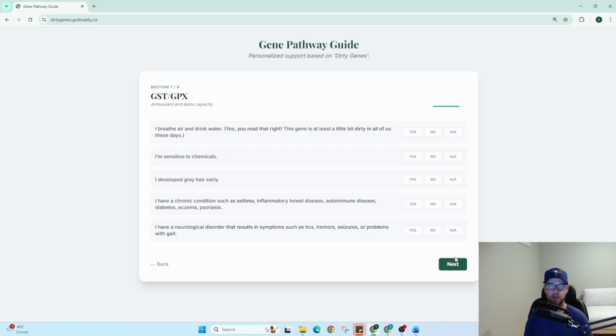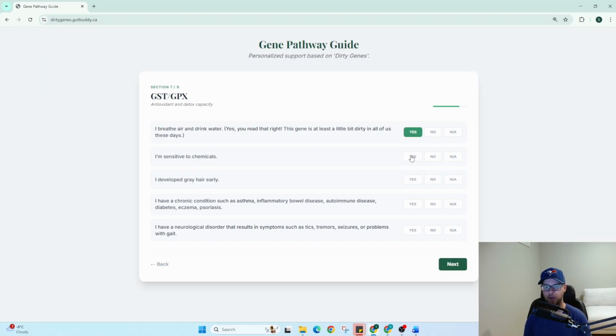So the next set are related to GST, GPX, which is really around antioxidant and detox capacity within your body. The first one is like a free square for everyone. So I breathe air and drink water. And the reality is almost all air, all water has some level of contamination. And so everyone is going to be exposed to this.